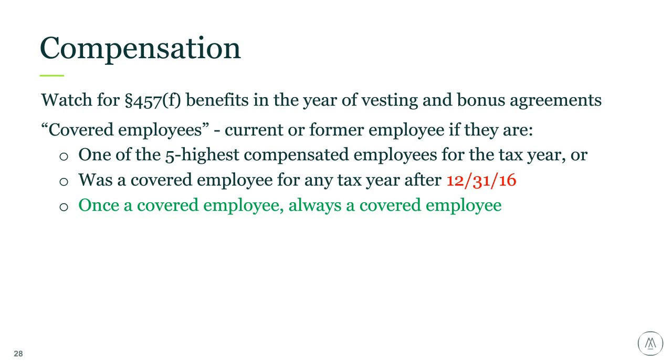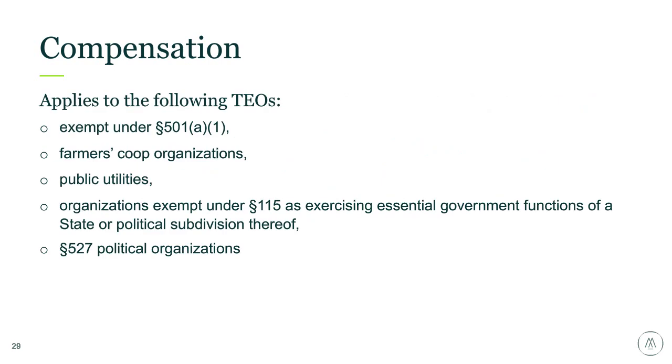compensated individuals. It applies to exempt organizations that are exempt under 501(a)(1), farmer co-ops, public utilities, organizations that are exempt under 115 because they are exercising essential government functions, and that's how they are an exempt organization, and 527 political organizations. So quite a few organizations are going to be caught up in this potential new tax.